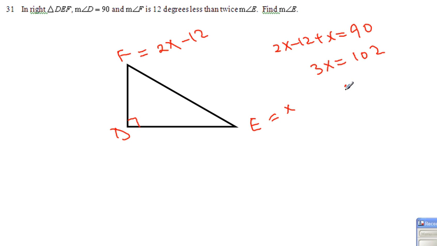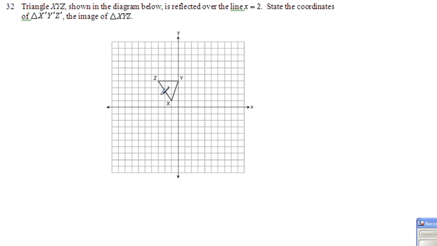By dividing it by 3, x must be equal to 34. That will be our answer. So x equals 34 degrees. All right, let's move on to number 32.